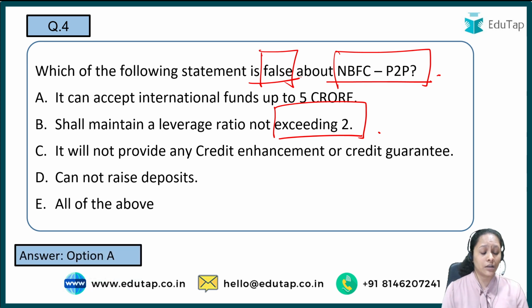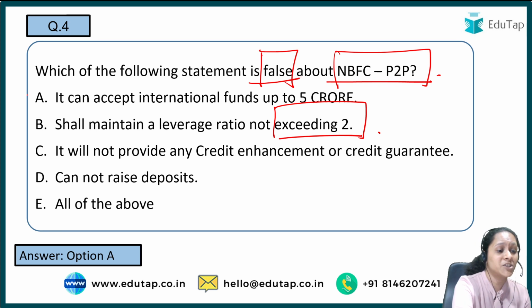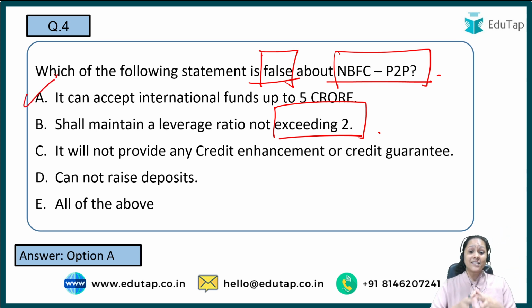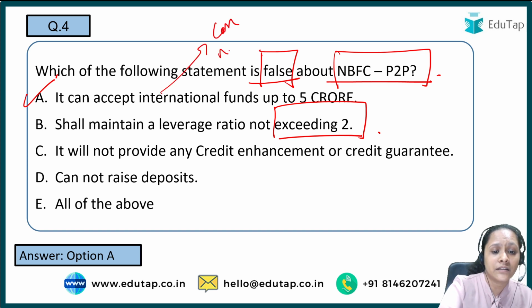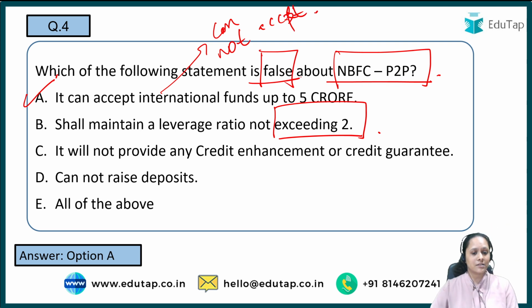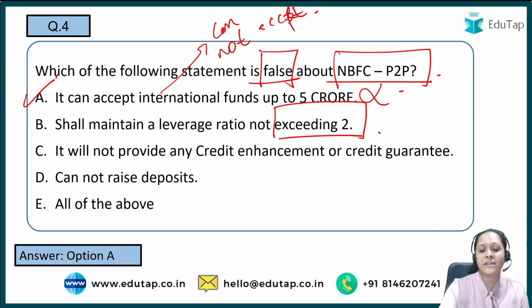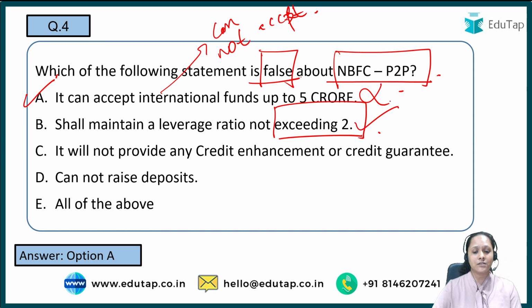The correct option, the correct answer to the question is option A. Please remember that NBFC P2P, they cannot accept, theek hai? They cannot accept international funds. So 5 crore, 1 crore ka to koi sawal hi nahi hai. So option A is wrong. Whereas they are supposed to maintain a leverage ratio of 2%, not exceeding 2%, so option B is correct.